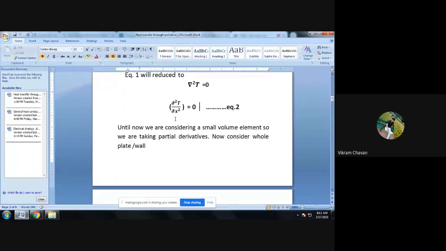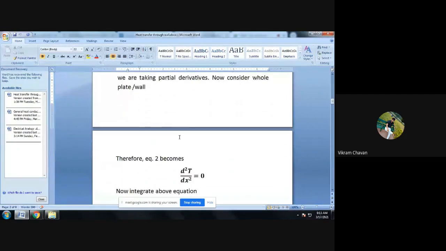So this equation, ∂²T/∂x², will be converted into d²T/dx² = 0. Now we have to convert it into the form of a complete equation. We have to find the temperature change with respect to distance, or we can say that we have to find the temperature profile, or temperature distribution.